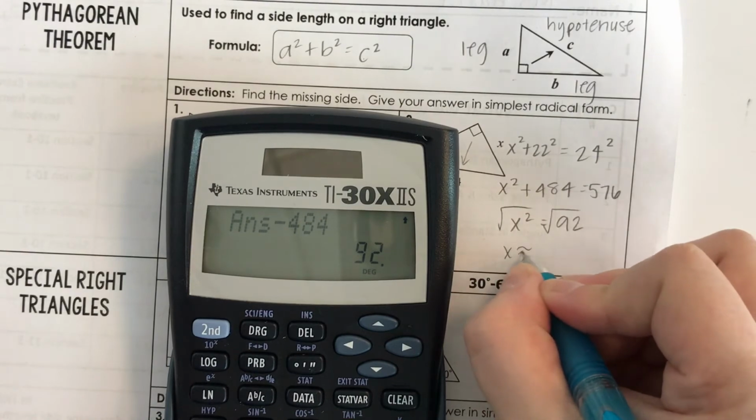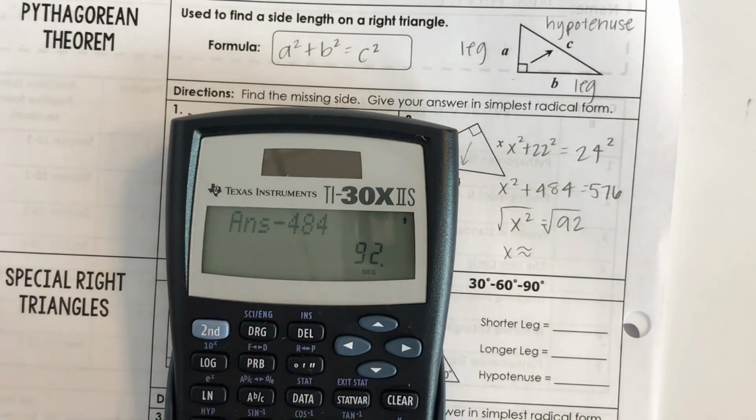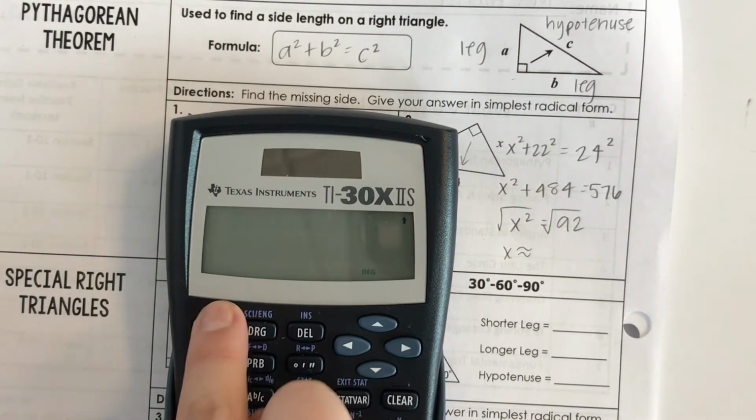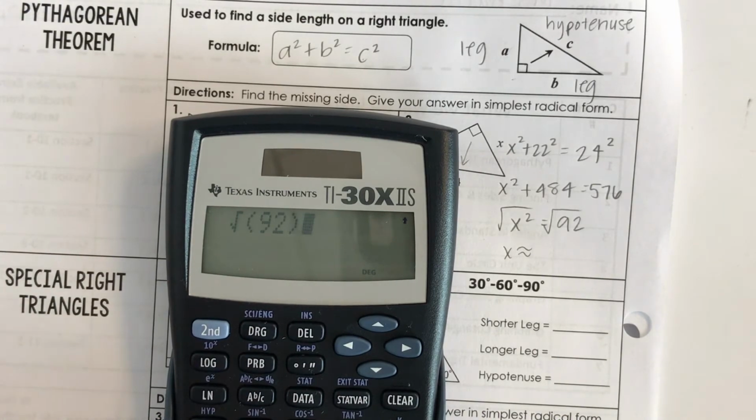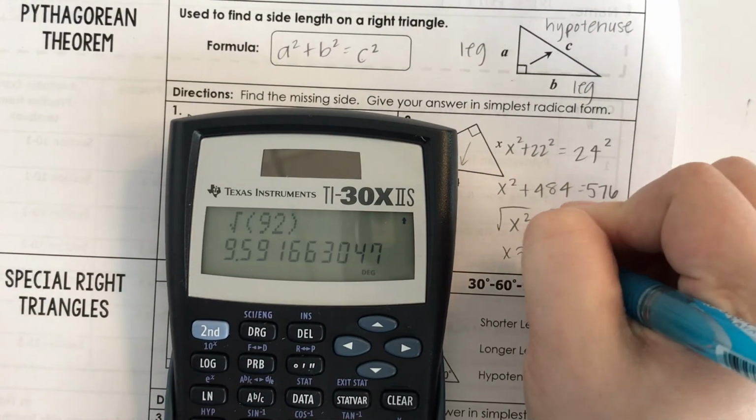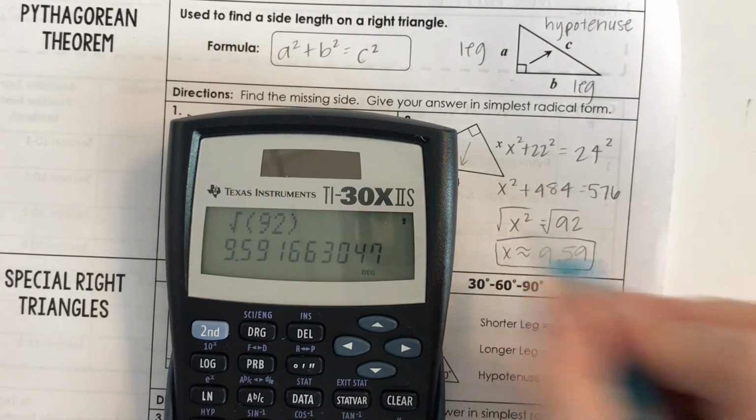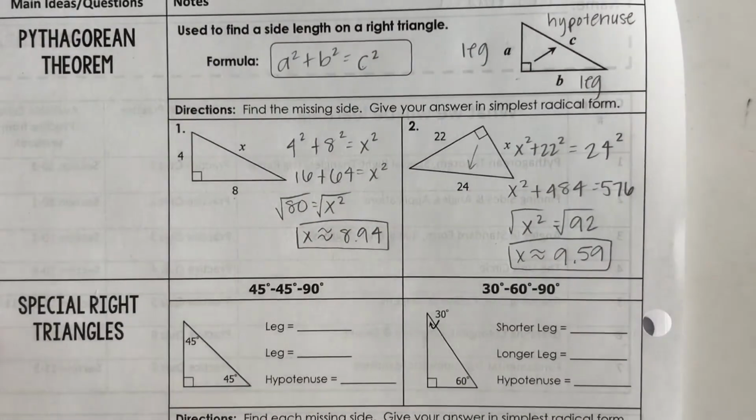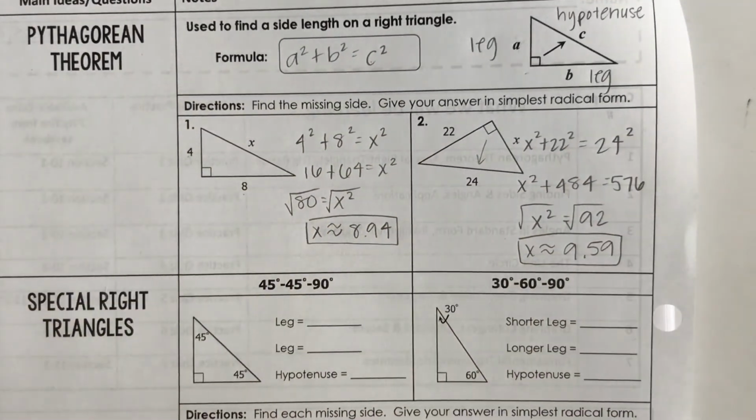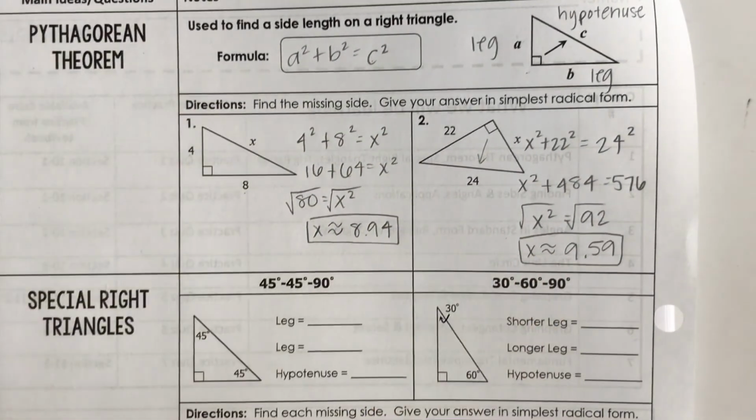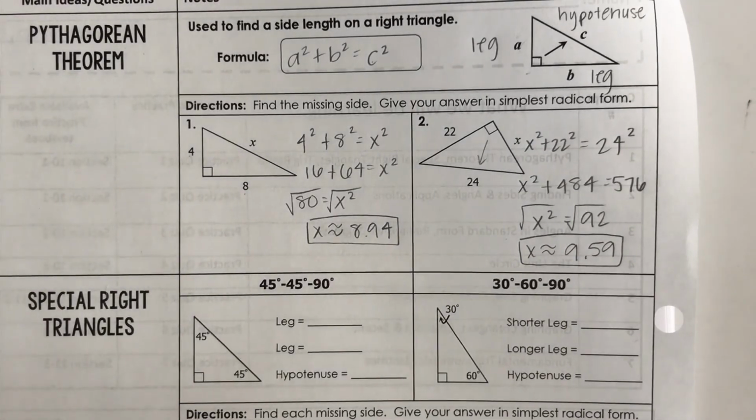We get x is approximately the square root of 92, 9.59. All right, and that's how you use the Pythagorean theorem to find a missing side. If you have any questions about this, ask me in class and I can go over these examples again, but it's time to move on for another video.